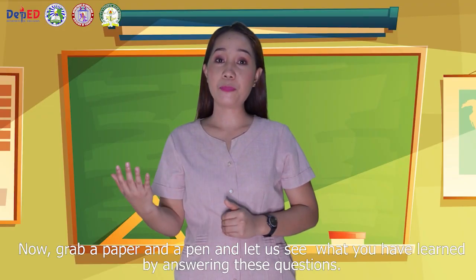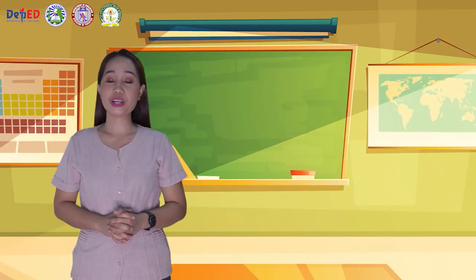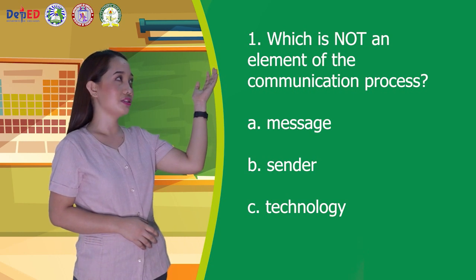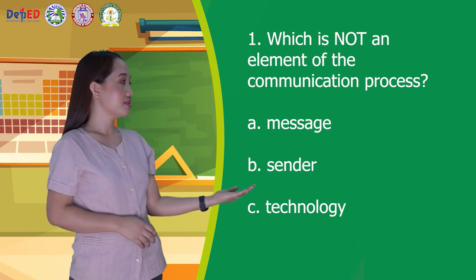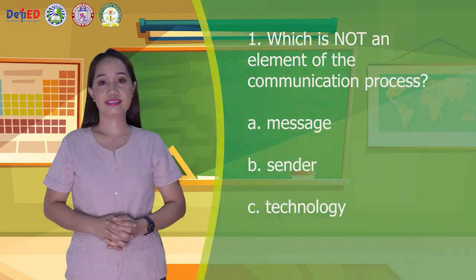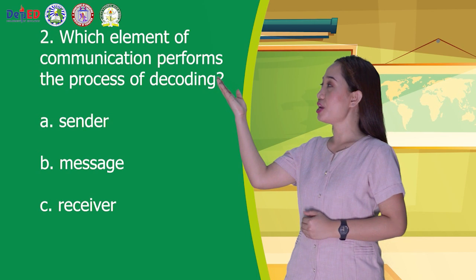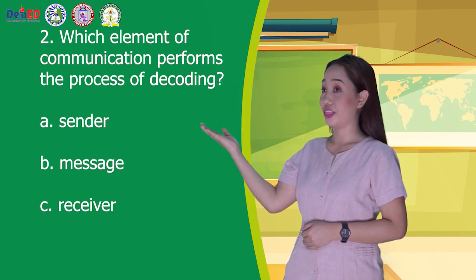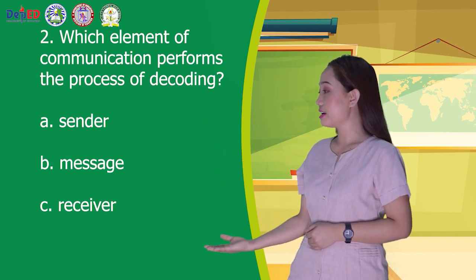Now, grab a paper and a pen and let us see what you have learned by answering these questions. Question number 1. Which is not an element of the communication process? A. Message. B. Sender. C. Technology. Question number 2. Which element of communication performs the process of decoding? A. Sender. B. Message. C. Receiver.